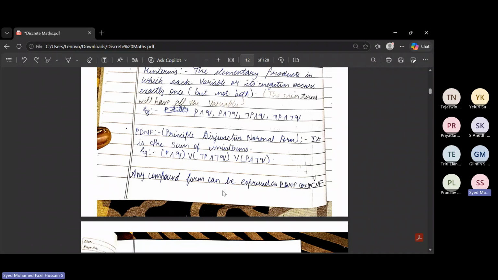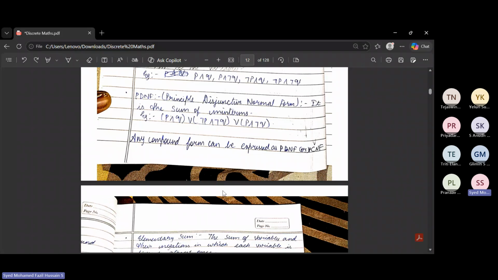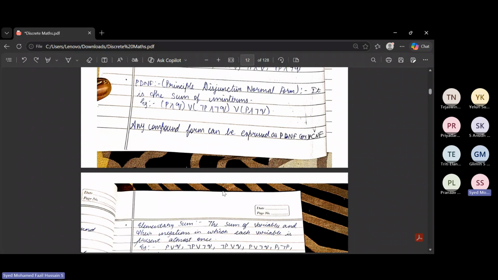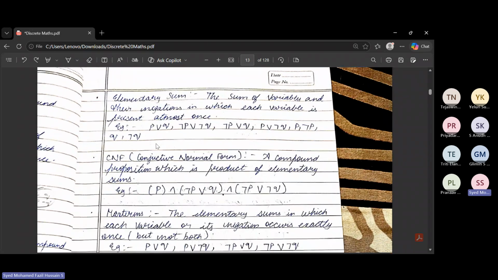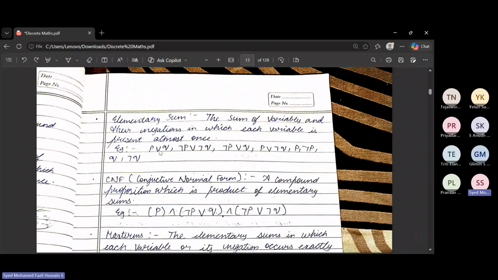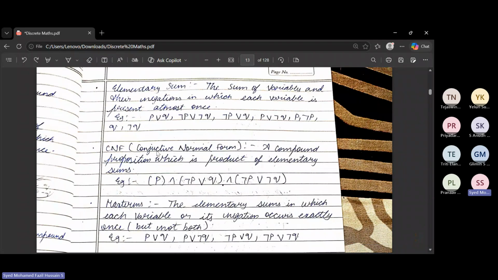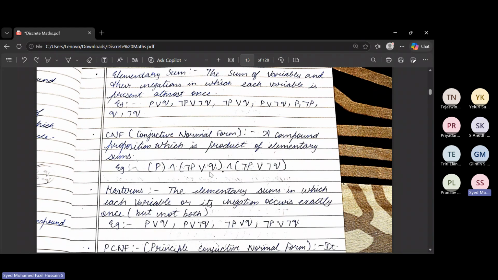Any compound form can be expressed as PDNF or PCNF. Here PCNF is the principal conjunctive normal form, which is the exact mirror of PDNF. Let's see about the elementary sum. It is the same as the elementary product, but it has or instead of and. The conjunctive normal form is where we use those elementary sums as a product. CNF is a compound proposition which is a product of elementary sums, that is, it has and in between those elementary sums.